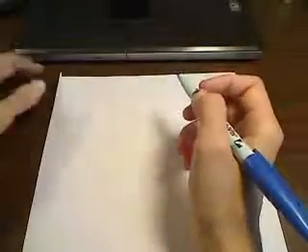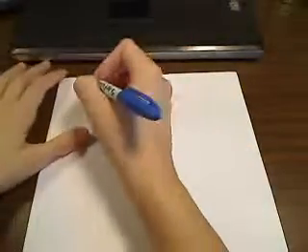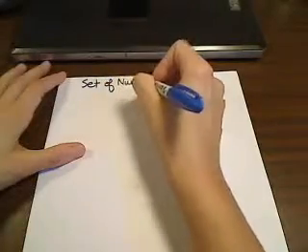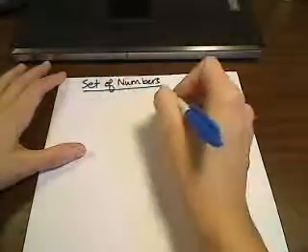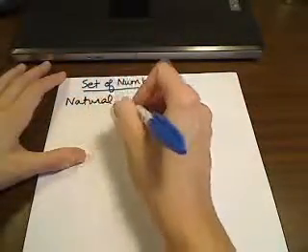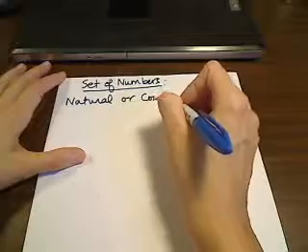All right. The next thing I want to do is go through the set of numbers with you, because it's relatively important when we're talking about sets that you understand each of the classifications of our real number system. Okay, so talking about the set of numbers here. And the first one that I want to talk about is the natural or counting numbers.